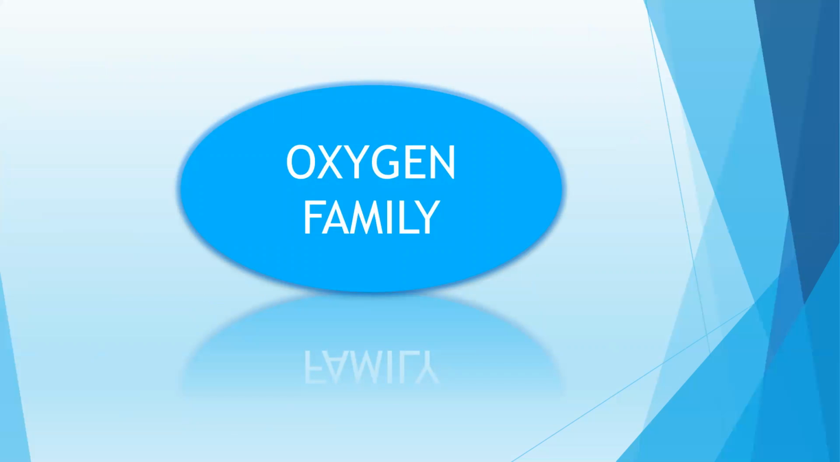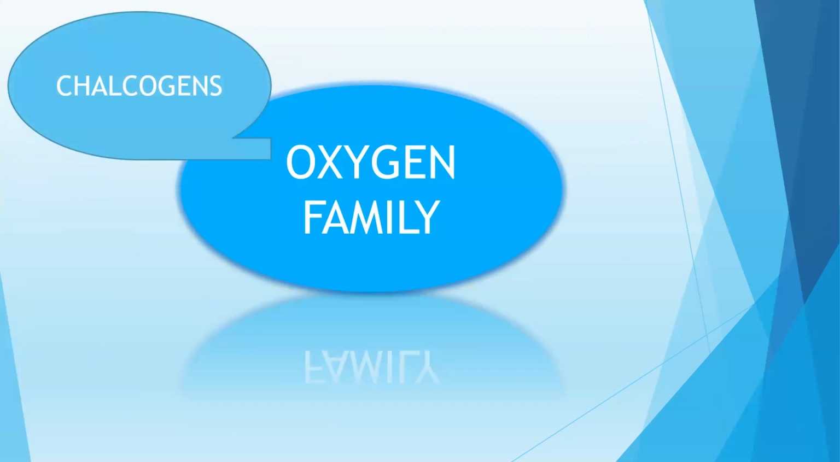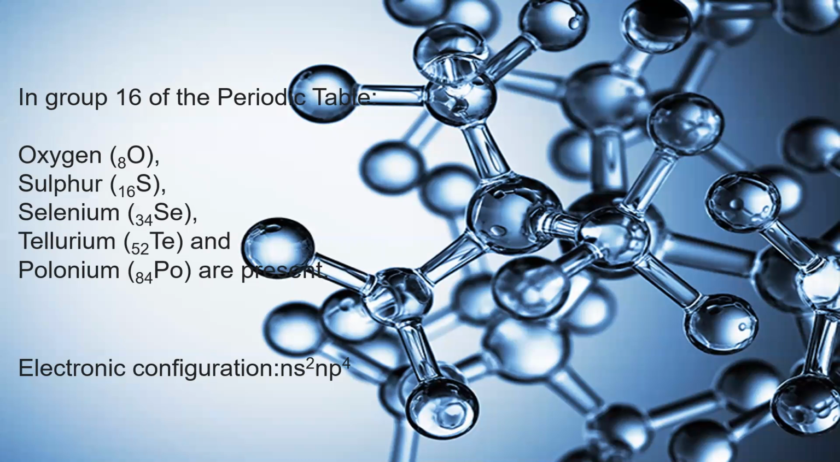Next comes the oxygen family. Let's see which members are present in the oxygen family. The oxygen family is also known as chalcogens, as it is just before the halogens. These are group 16 elements. The oxygen family comes under group 16 of the periodic table. Hence, oxygen, sulfur, selenium, tellurium, and polonium are the members of the oxygen family.